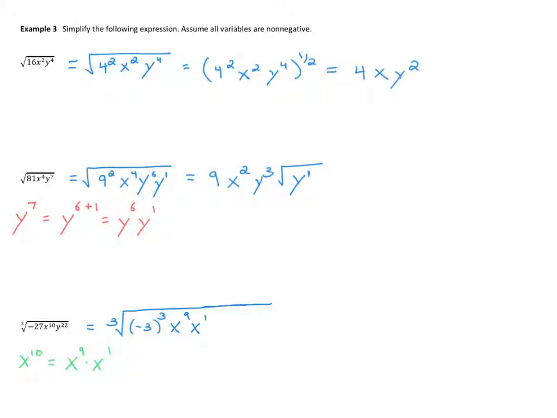I want to do something similar with y to the 22nd power. I need an exponent that is divisible by 3, and the closest one that I can think of is y to the 21st power. 3 definitely goes into 21. But you have to have y to the 1st left over, so it adds back up to 22. What I'm going to do is replace y to the 22nd with this expression here.